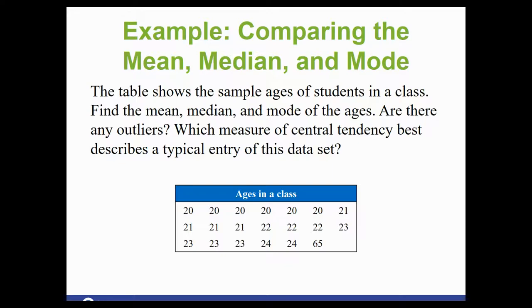So the first thing we need to find is the mean, and it does mention this is a sample of ages. So that would be X bar for sample mean.